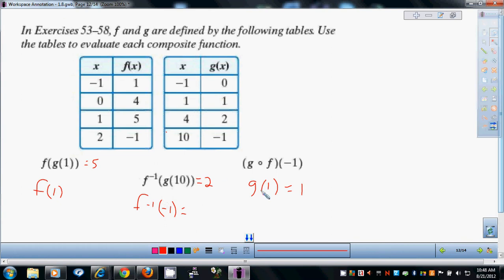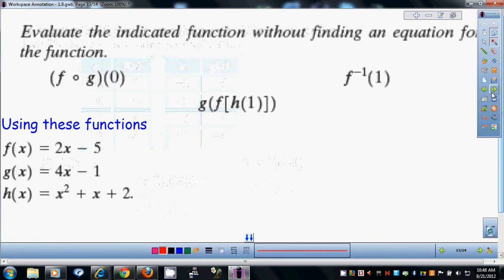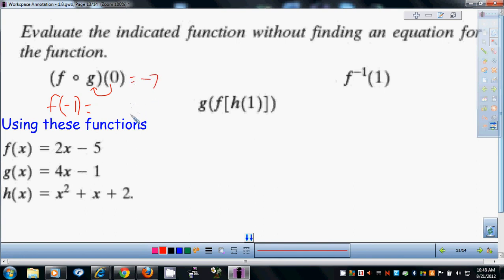Nope. This slide is the exact same thing, except they didn't give you coordinates, they just gave you functions to plug them into. So like this one, you plug 0 in for g. So plugging 0 in for g, that's 0 minus 1, negative 1. Now I need to find f of negative 1. So I come up to f, plug it in, and what's that going to be? Negative 7 when you plug it in.